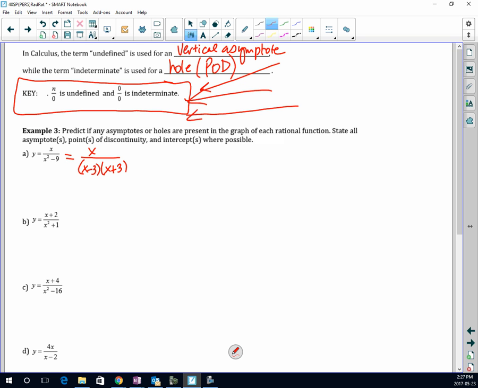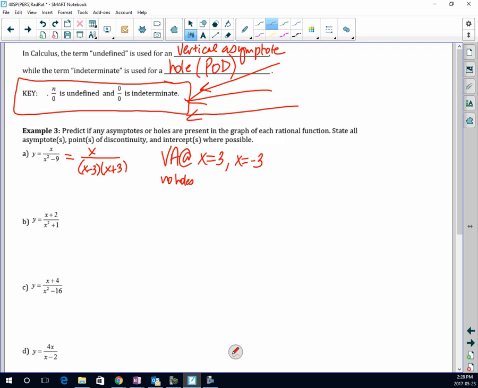So what does that indicate? It's a vertical asymptote at x equals 3 and x equals -3, or you could have said x equals plus or minus 3. Do we have a hole here? No, because when I plug in the non-permissible values, I didn't get the indeterminate form, so no holes. How about horizontal asymptotes?